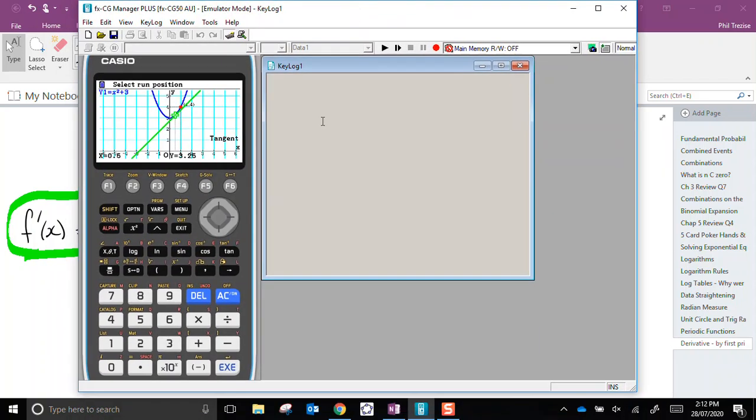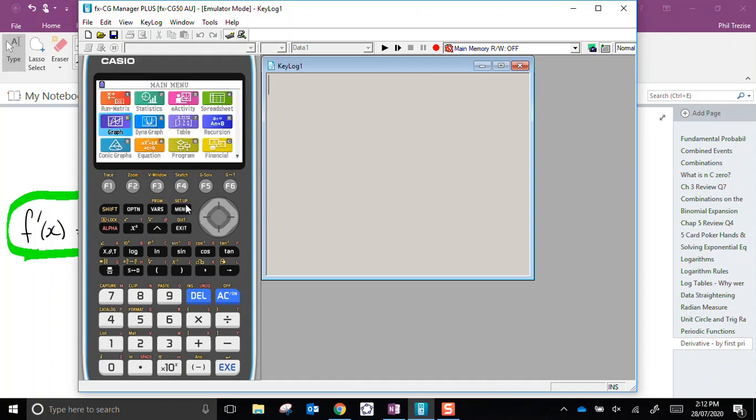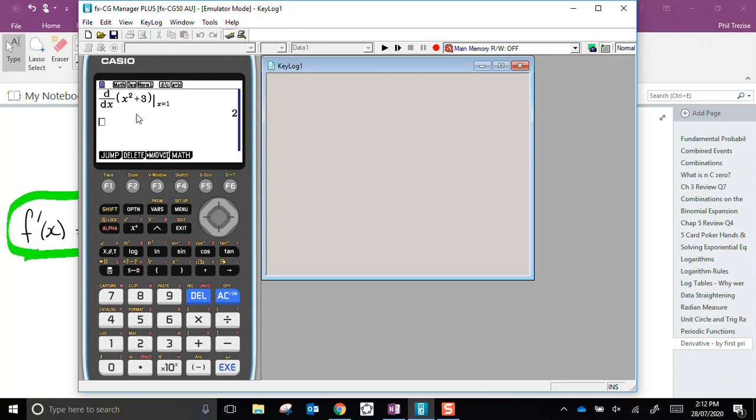Alright, that should be enough for now. I've shown you how to do a derivative by first principles. We evaluated it when x equaled 1, but we could have picked any other location we liked. And I've shown you how to use your graphing calculator there, and also back here on the Run Matrix app, I've shown you how to check your working by evaluating the derivative at a certain point.